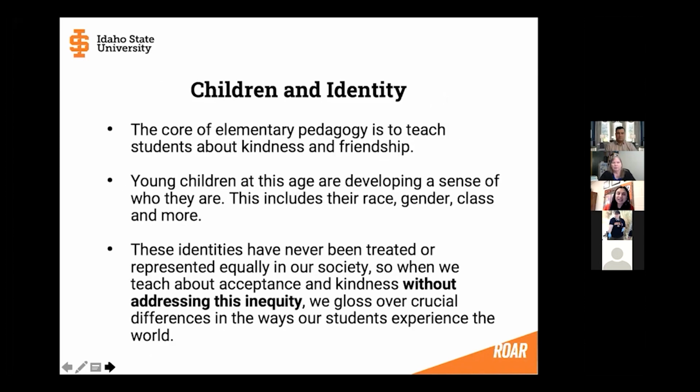So when we look at children and identity and elementary school education, we know that in an elementary school setting, the virtues of kindness and friendship are very important. And of course, who could argue with that? How can you say there is anything wrong with kindness and friendship, right? We also know that children at this age are developing a sense of who they are. This includes, what is my race? What's my gender? What's my class? And all of those things, right? However, these identities, we know in our society, have never been treated or represented equally in our country.